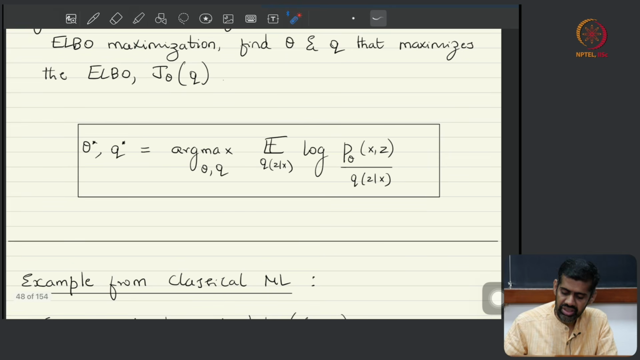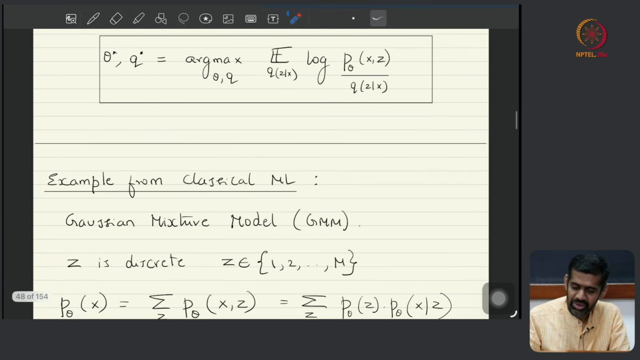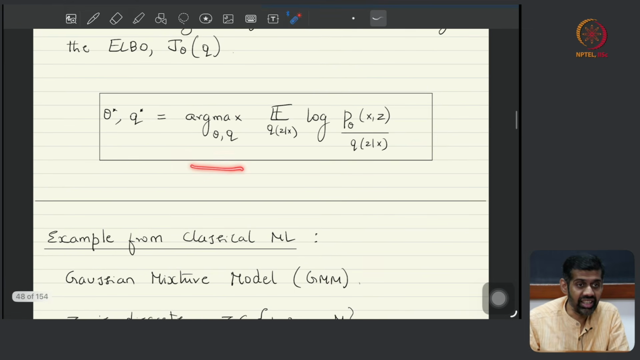So, this boxed item: theta star, q star is the argmax of the expected value of log of p theta of x given z divided by q of z given x, and the expectation is with respect to q of z given x, which is the variational posterior. Are we good? So, this is what we do in a latent variable model.